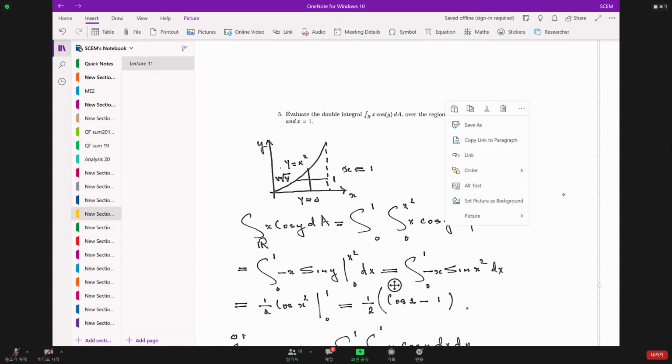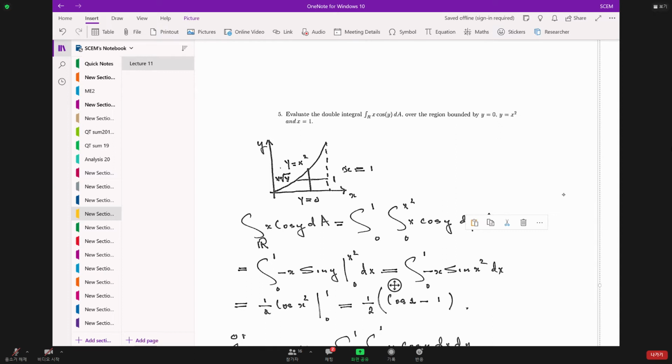Okay, here's the region here. I don't know whether you can see it, but maybe it starts writing. It takes a bit of time. Okay, so we want to integrate over R. What is R? It is bounded by y equals 0, x equals 1, and y equals x squared.